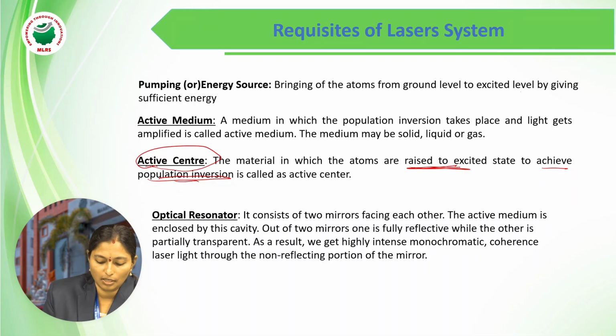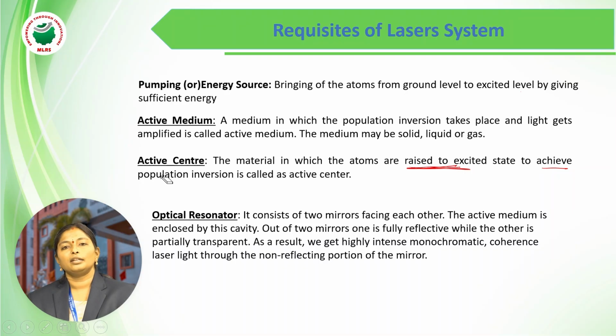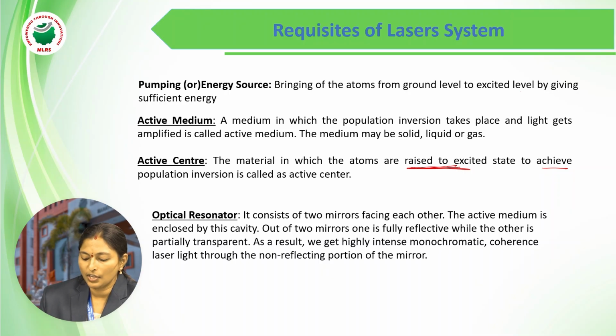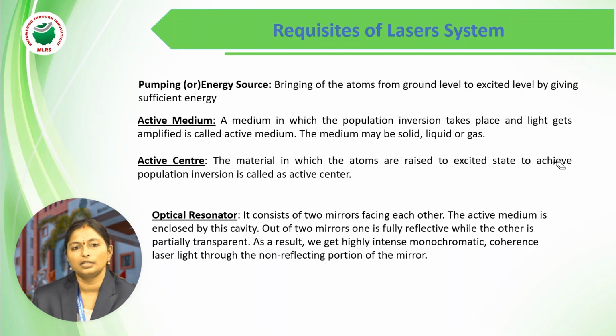And the next one is the optical resonator. The optical resonator consists of two mirrors, M1 and M2. One is a fully reflecting mirror and the second one is a partially reflecting mirror. These two mirrors are placed parallel to each other.